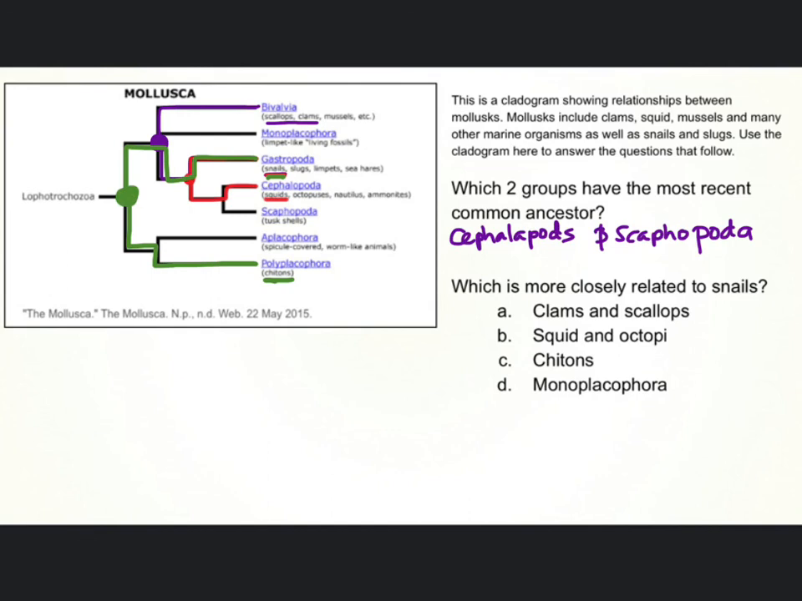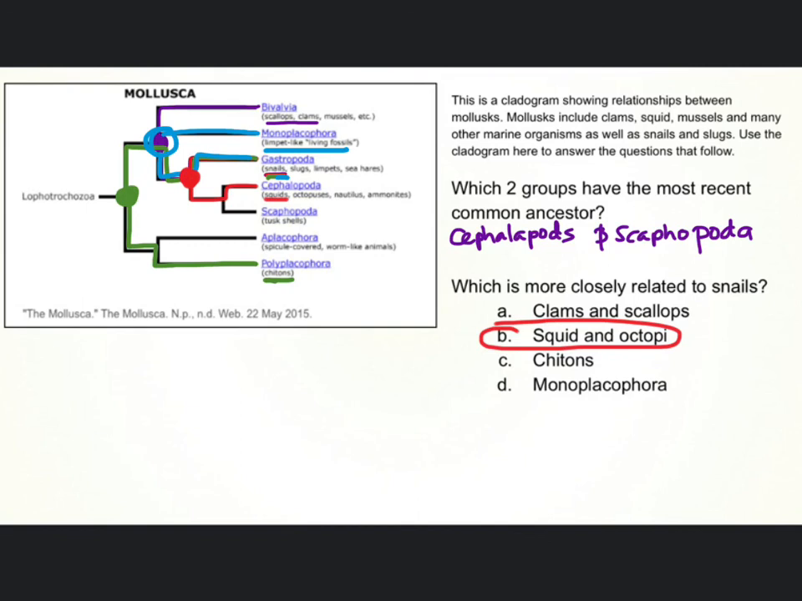What's my last option? Monoplacophora. Monoplacophora. Let's shrink that line. There are my monoplacophoras. There are my snails. Okay, they've got the same line there. So definitely squid are most closely related. So you know that slug in your garden? It's most closely related to a squid of any of those things. Squid and octopi.